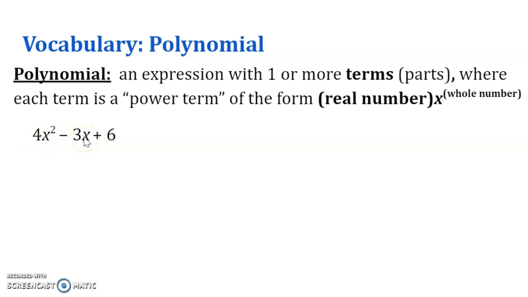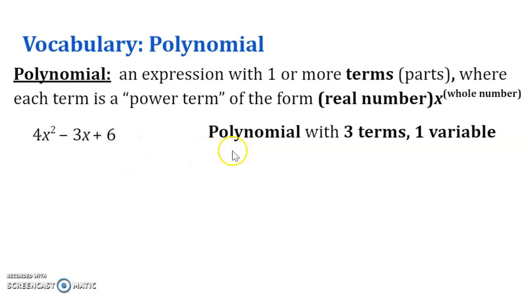3x, what about 3x? This is same as x to the power of 1, isn't it? X is same as x to the power of 1. What about 6? Well, there's no variable here. But can you think of a variable that we can put here raised to the power of what? X to the power of 0, right? So 6 is 6 times x to the power of 0. So in this case, it's a polynomial with 3 terms with one variable. X is the only variable.